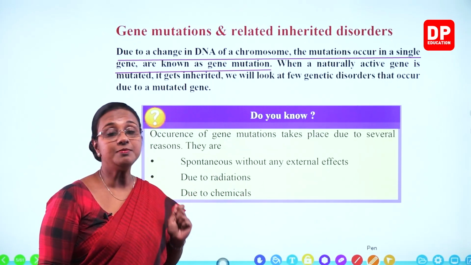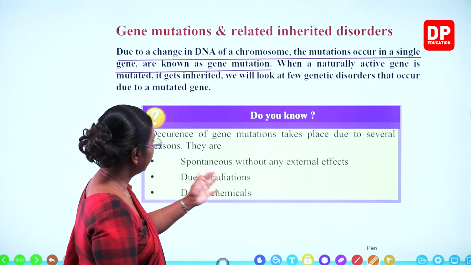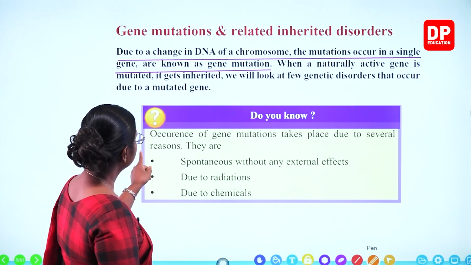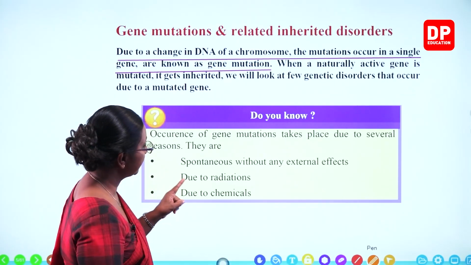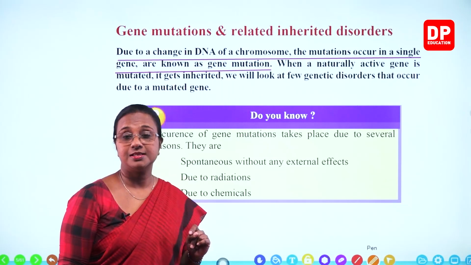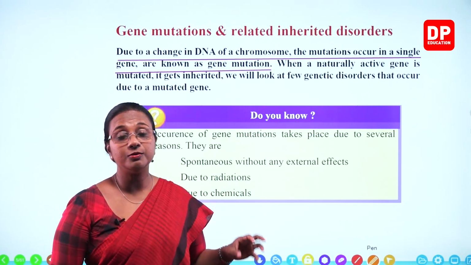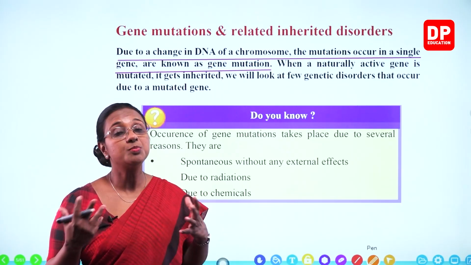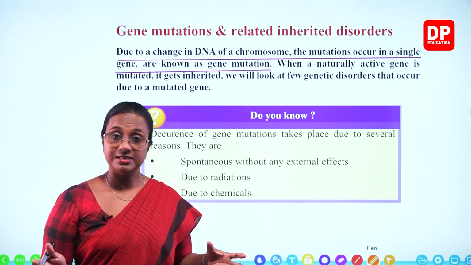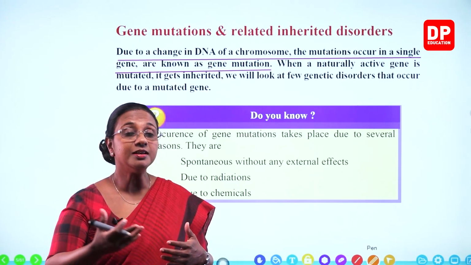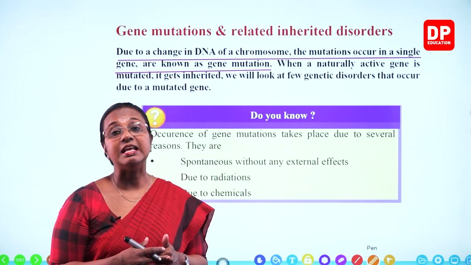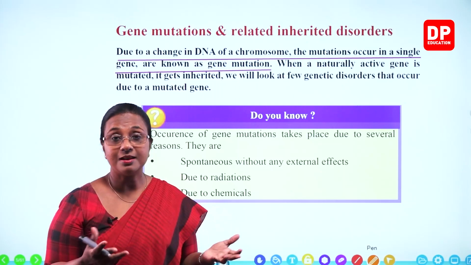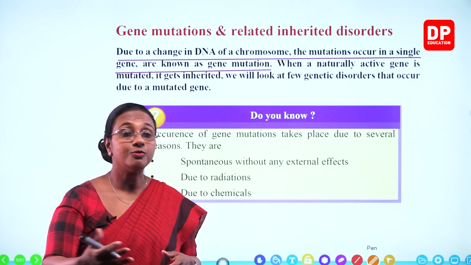So how does gene mutation occur? Now we will look at that. This is a 'Do you know' box. Gene mutations take place due to several reasons. Sometimes they occur spontaneously, for no reason. When DNA is synthesized inside the cell, there can be a change, and that can lead to mutation.